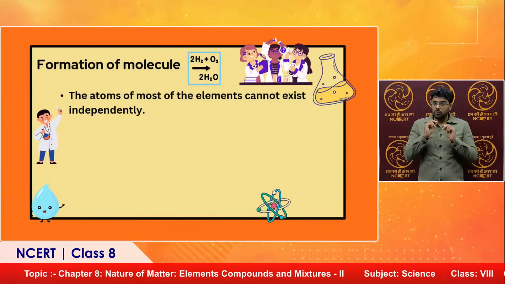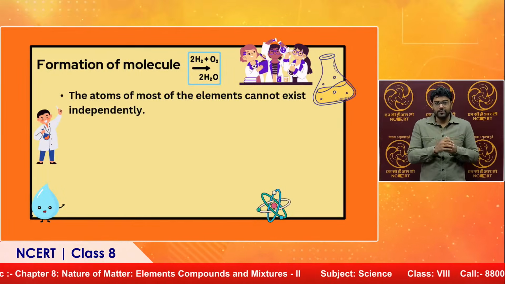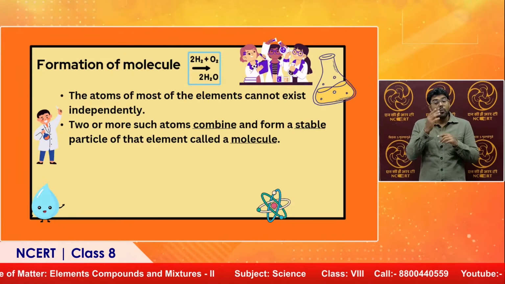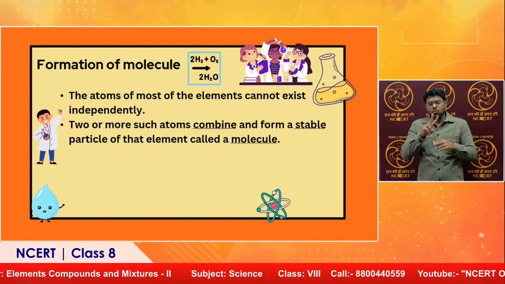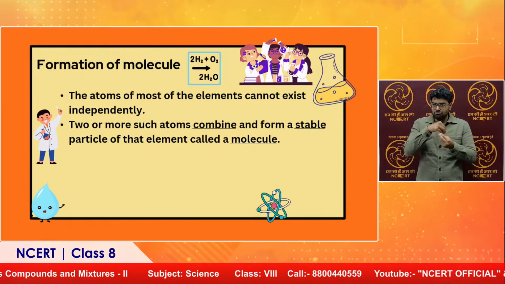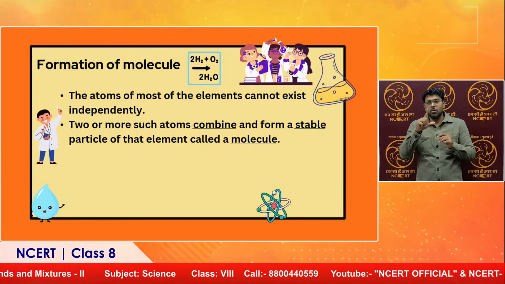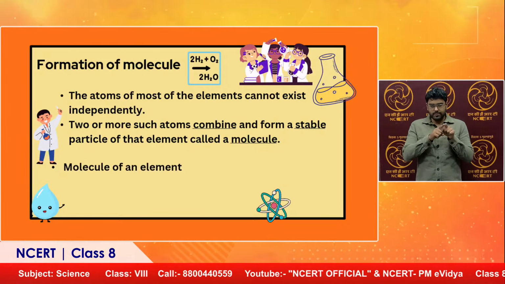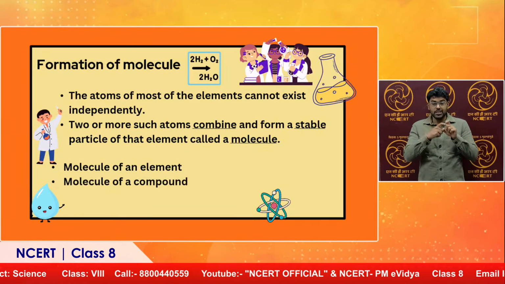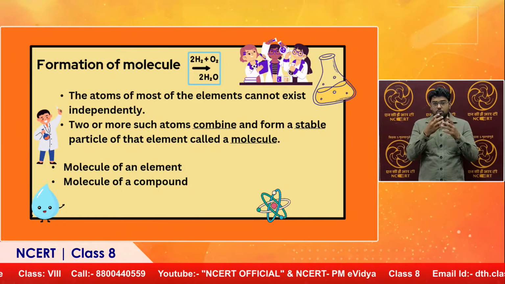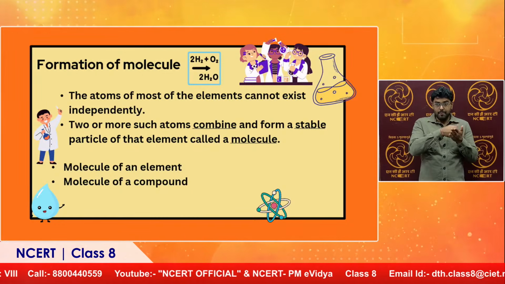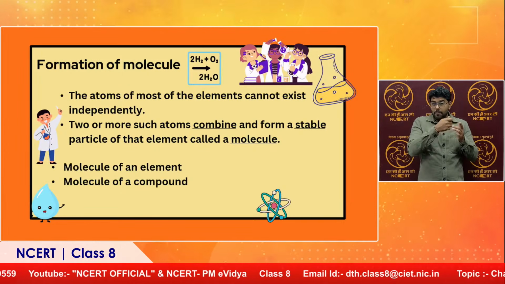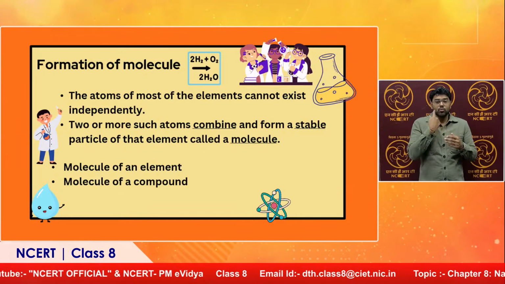So that's how it is mentioned here, that atoms of most elements cannot exist independently. Why? Because they are not stable. Two or more such atoms combine to form a stable particle of that element called a molecule, like we have seen in the case of water or NaCl. Now molecules are further divided into 2 categories, molecule of an element and molecule of a compound. Molecules of elements are the molecules which are made up of the same type of element.